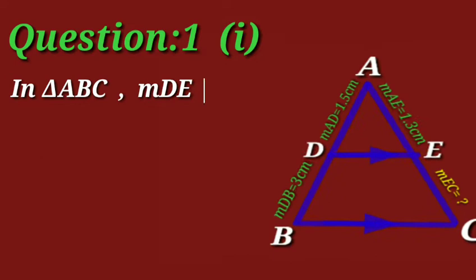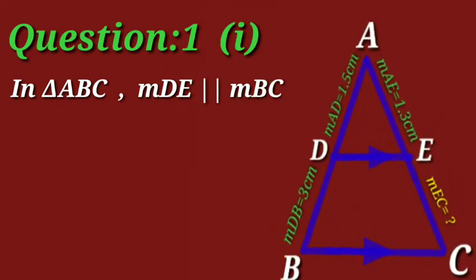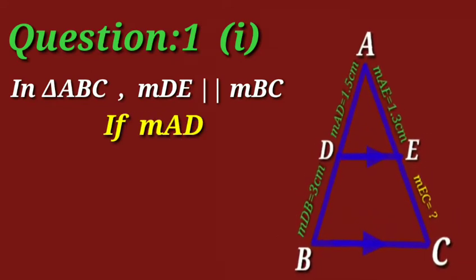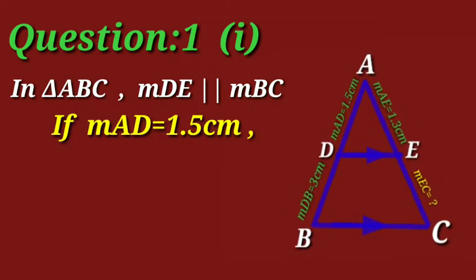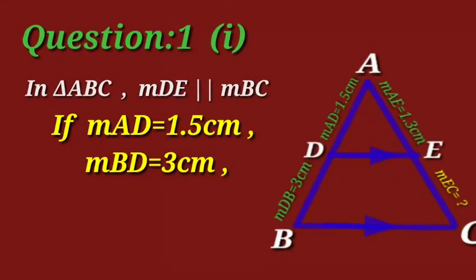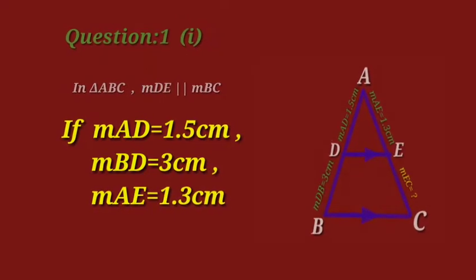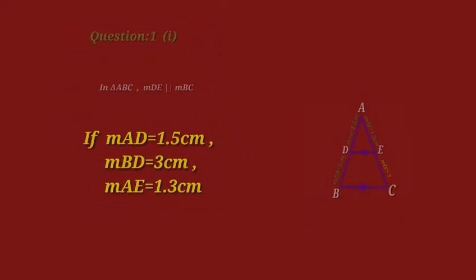In a triangle ABC, side DE is parallel to the side BC. If side AD is equal to 1.5 centimeter, side BD is equal to 3 centimeter, and side AE is equal to 1.3 centimeter, then find the value of the side CE.